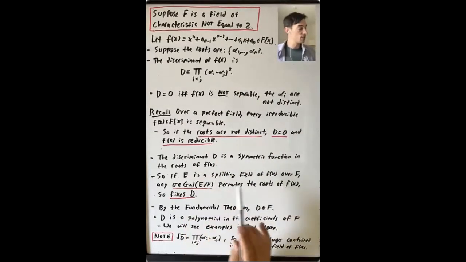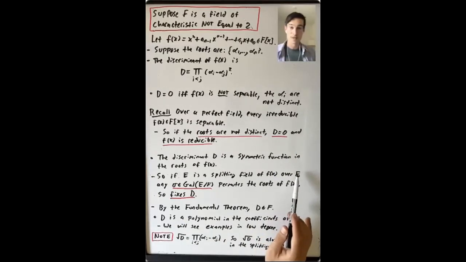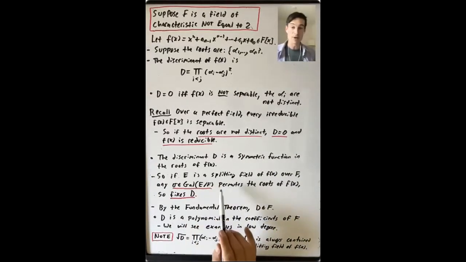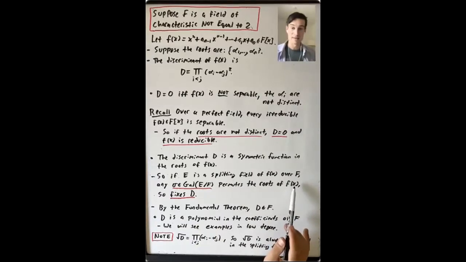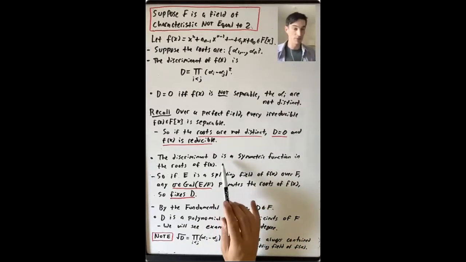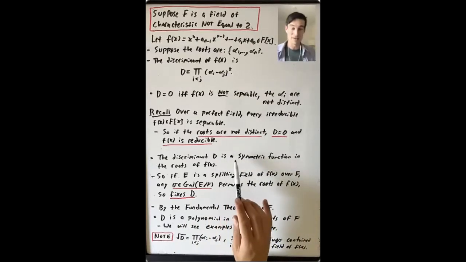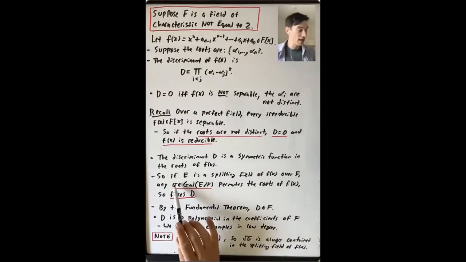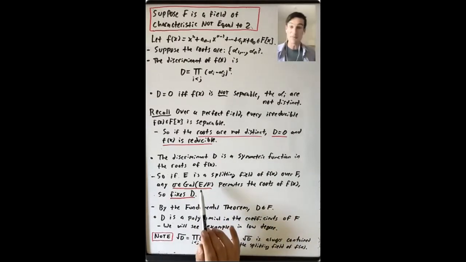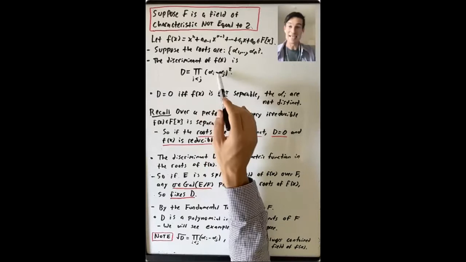If E is the splitting field of f(x) over F, we know that any sigma in the Galois group permutes the roots of f(x). This is a symmetric function in the roots. So when you permute the roots, you get back D. So any sigma in the Galois group fixes D. But we know, by the fundamental theorem of Galois theory, that the subfield of E consisting of all of the things that are fixed by every element of the Galois group, the fixed field of the entire Galois group, is just F. So that means that the discriminant is in F.